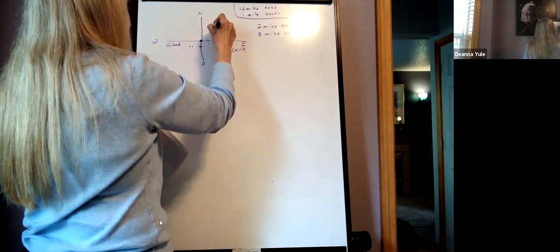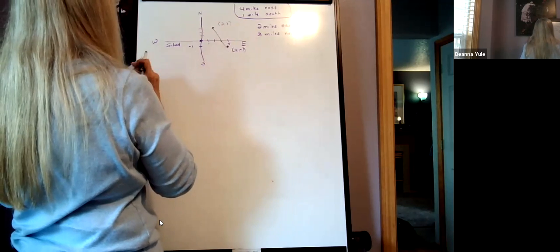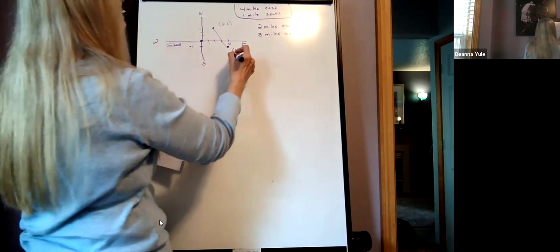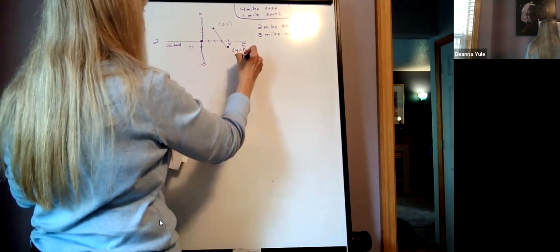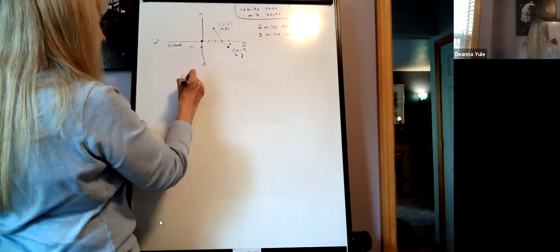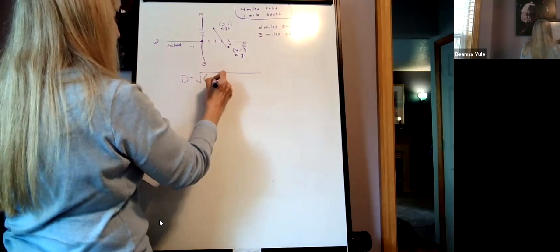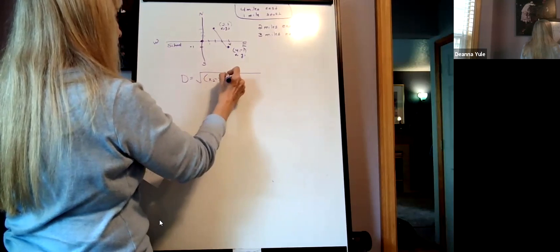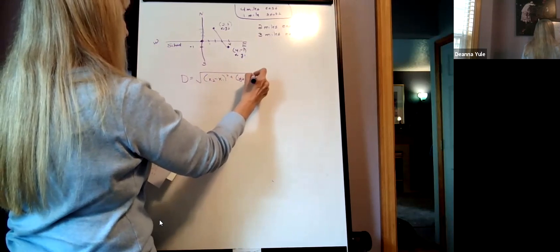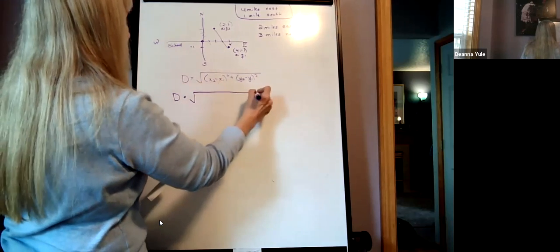Now I want to know how far apart they are, and I'm going to use the distance formula here. It doesn't matter which one is x1, y1, it works out either way. So let's call this one x1, y1, x2, y2. Then the distance is equal to the square root of the difference in the x's squared plus the difference of the y's squared.